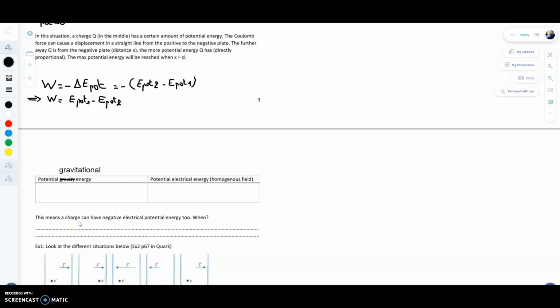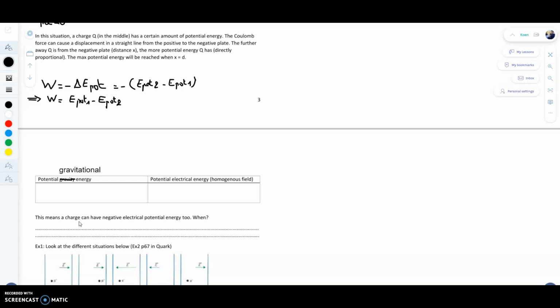Welcome to the next video about electric potential energy. In our first video we saw that a charge in a homogeneous electric field can have a certain electric potential energy associated with it. And what determined the potential electric energy that thing had? Its position compared to the negative plate in that homogeneous field. The further away it was from that plate, the more potential energy it had.